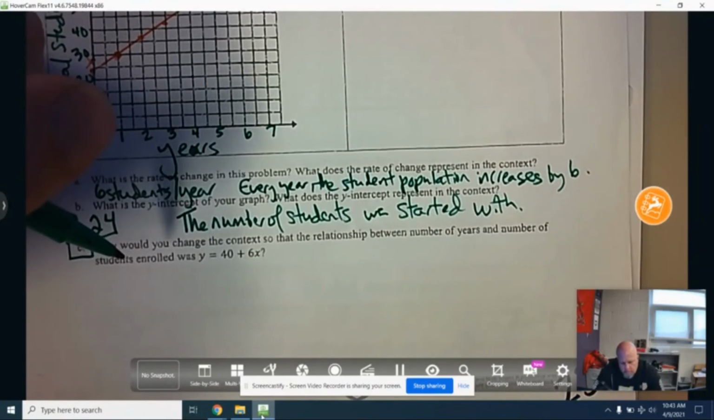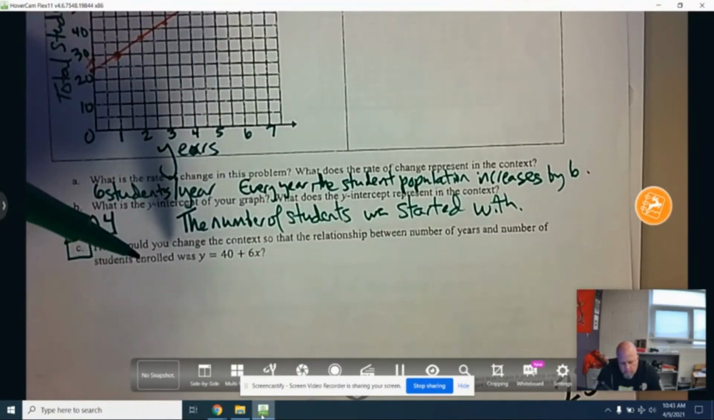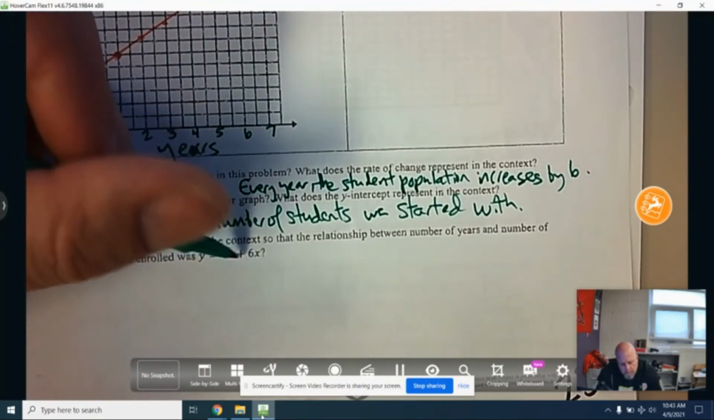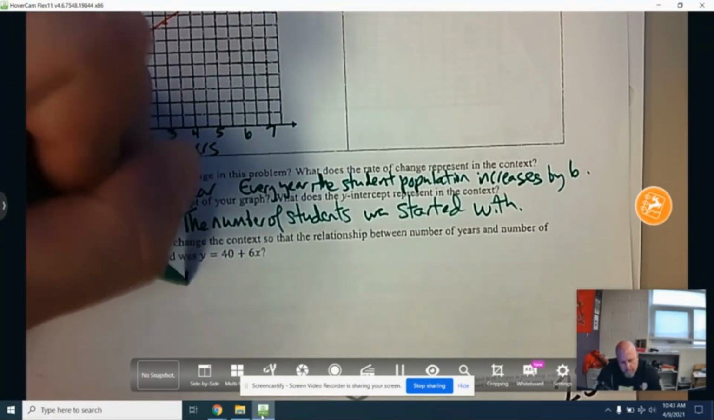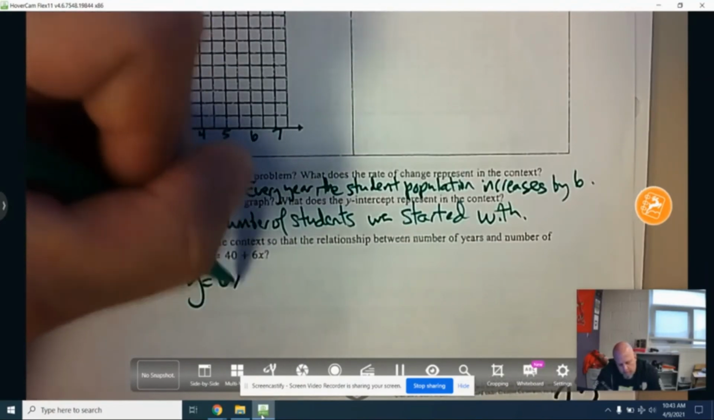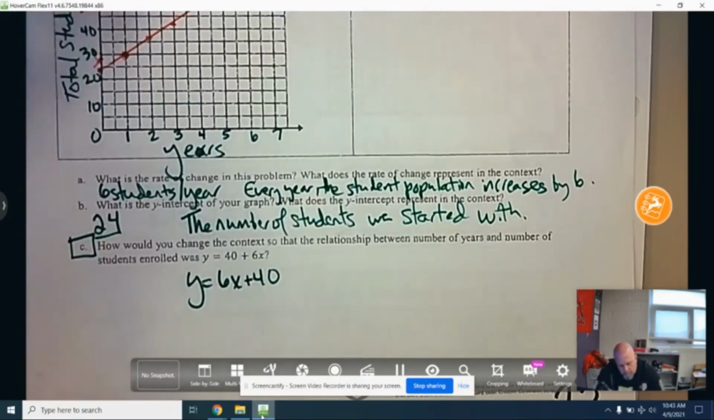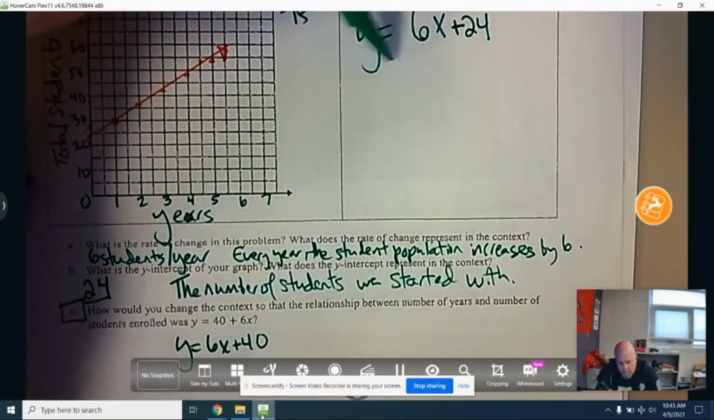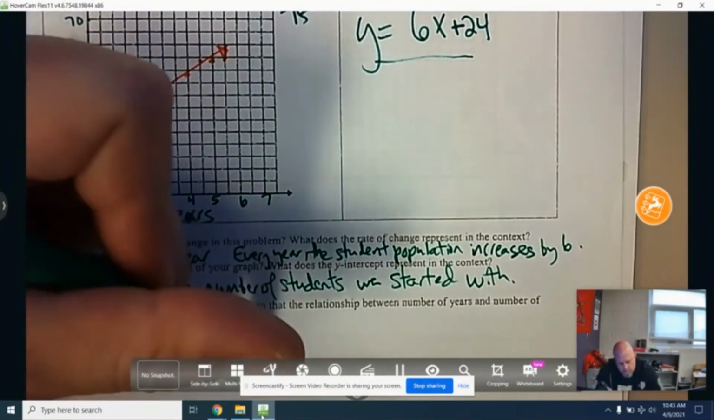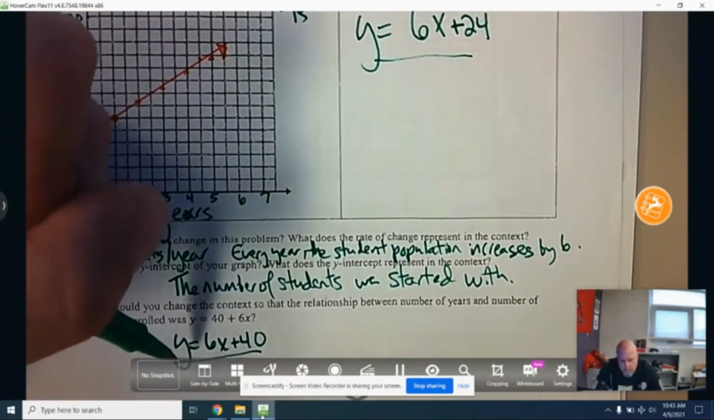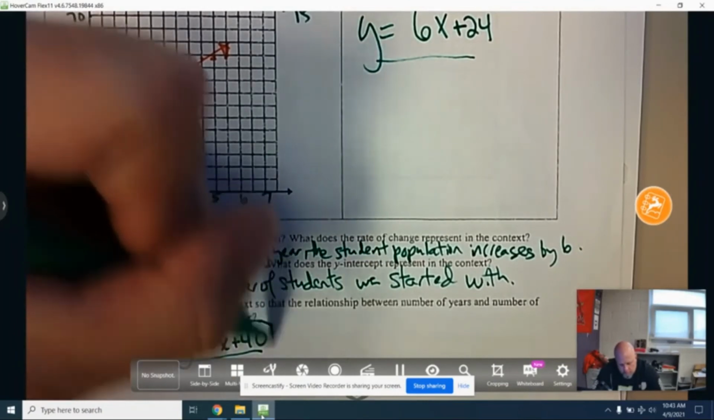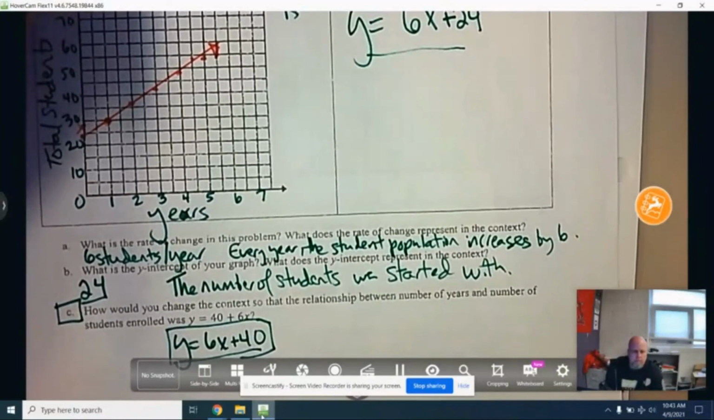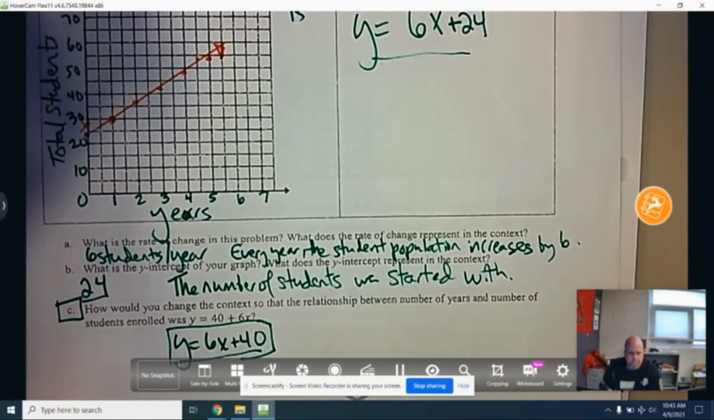All right, letter C. How would you change the context so that the relationship between the number of years and number of students enrolled was changed around to y equals 40 plus 6x, which is the same thing as saying y equals 6x plus 40? Okay, so we want to change our equation from this to this. And if I do that, what does that mean in terms of the story? Okay, what do I need to change to the story to make this equation? All right, you guys go ahead and type that answer down.